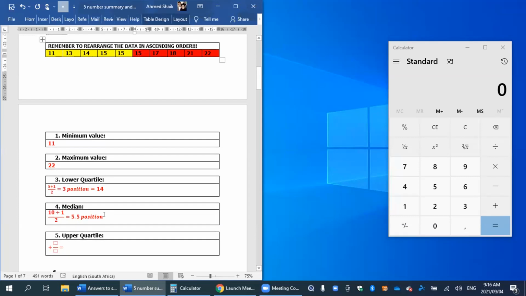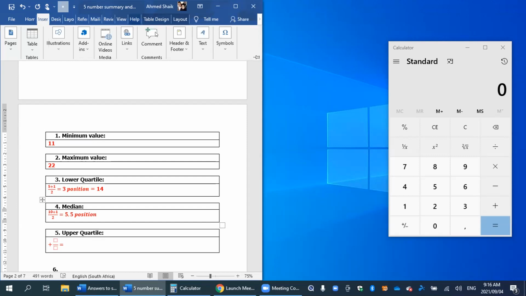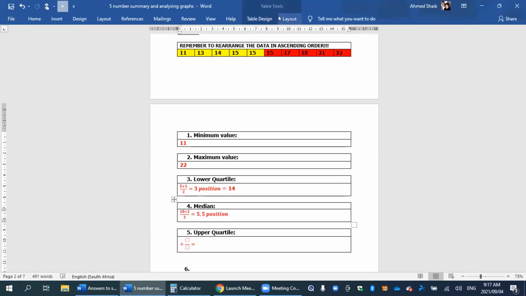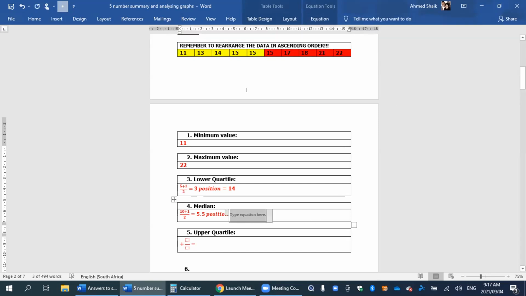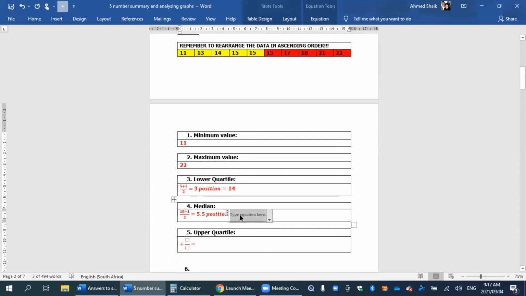So in order for us to calculate that, okay. So let's look at position 5. It is 15, and position 6 is also 15.